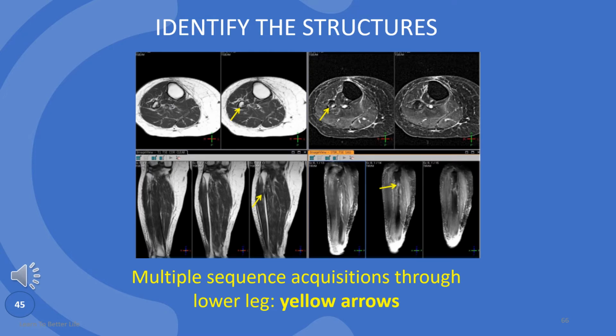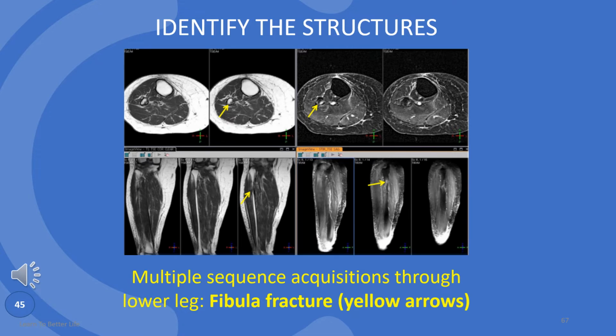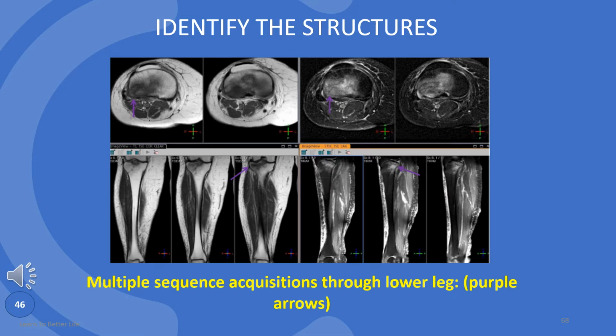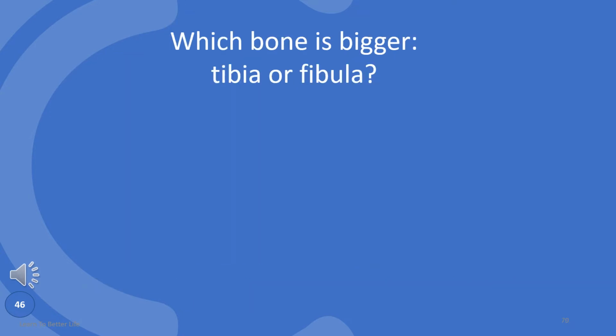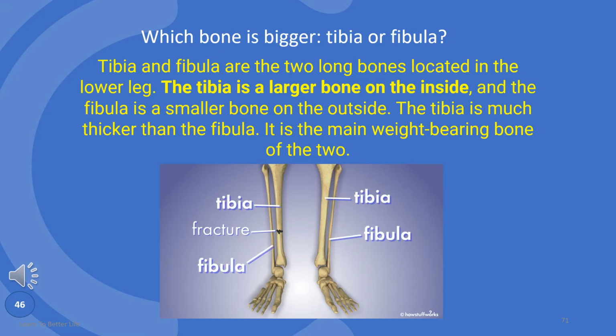So now, can you tell what's in the yellow arrows in this view? The yellow arrows point to the fibula fracture in different views. You must know this one, purple arrows, right? If you say proximal tibia fracture, you are absolutely correct. So, which bone is bigger, tibia or fibula? Tibia and fibula are the two long bones located in the lower leg. The tibia is a larger bone on the inside, and the fibula is a smaller bone on the outside. The tibia is much thicker than the fibula. It is the main weight-bearing bone of the two.